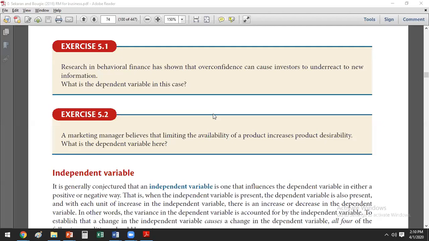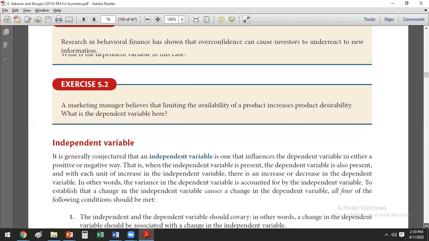Sir, how can underreact be dependent variable? Underreact, ये पुरानी पुरानी बातें क्यों हो रही है? मैंने आपको बताया ना, अंडर रिएक्ट जो है वो कॉज हो रहा है, और वॉट एवर थिंग इज बीइंग कॉज्ड इज डिपेंडेंट वेरिएबल, वॉट एवर फैक्टर विच इज कॉजिंग is independent. Overconfidence is independent. Limiting the availability is independent. ठीक है? I hope that independent is also clear to you.